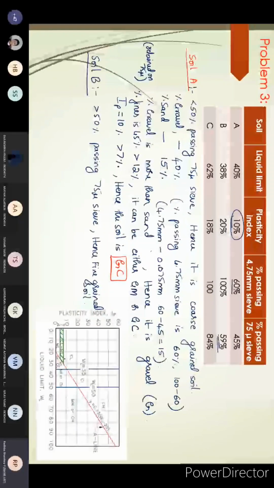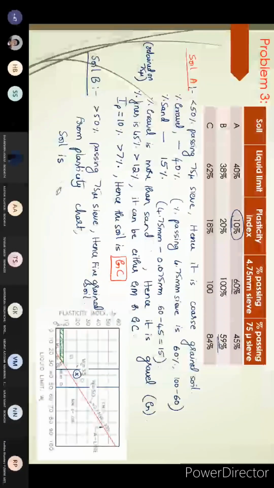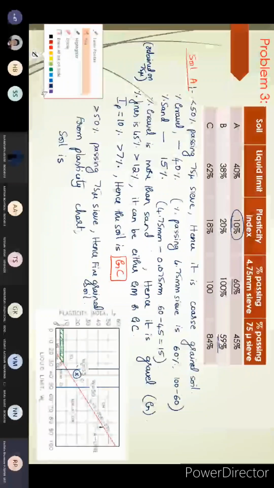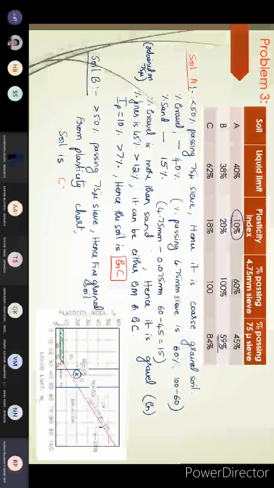They have to just intersect in the graph. So 38 is the liquid limit and 20%. 38 here. It comes somewhere here. So what is the classification? Soil is PI. Okay. So directly from the graph we can get it, we can just write it as PI.